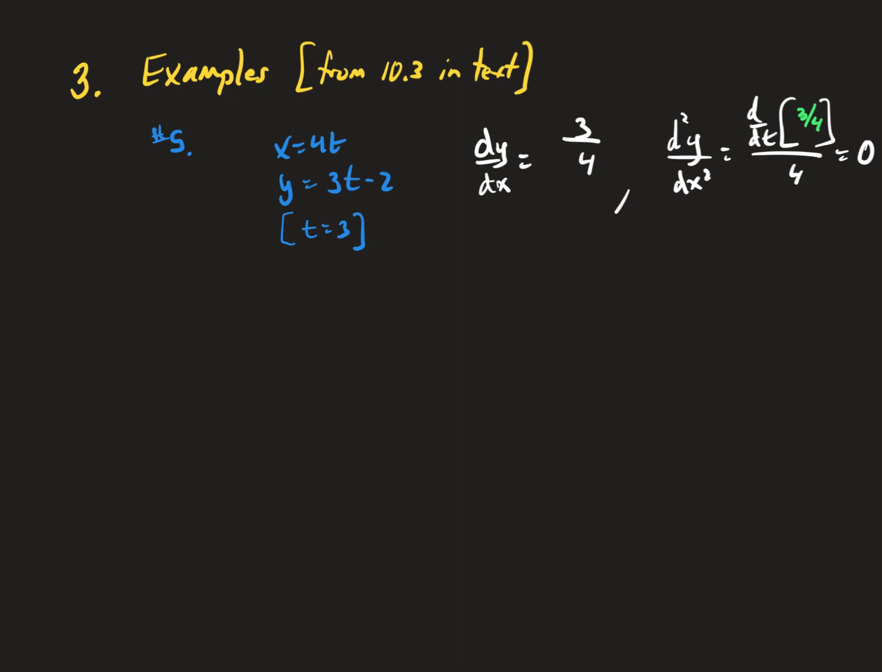And then they ask us about the slope and concavity when t is 3. Well, the slope is 3/4, meaning it's a straight line, and the concavity is neither positive nor negative. Therefore, it's neither concave up nor concave down because, as we can tell, it's just a straight line. There is no curvature to this. It's a straight line because the slope is constant. All right, so we've got the first derivative, the second derivative is 0, the slope when t is 3 is 3/4, and it is neither concave up nor concave down when t is 3.